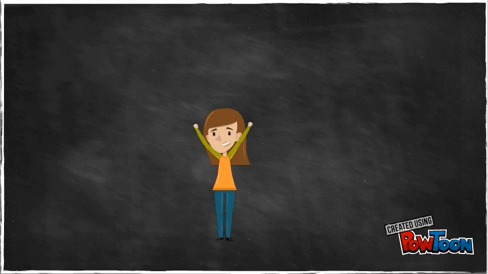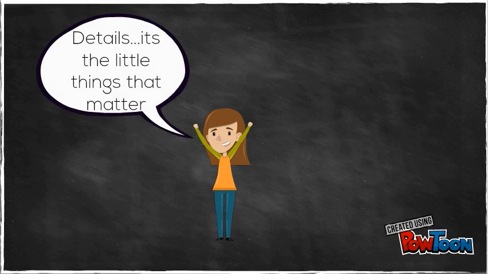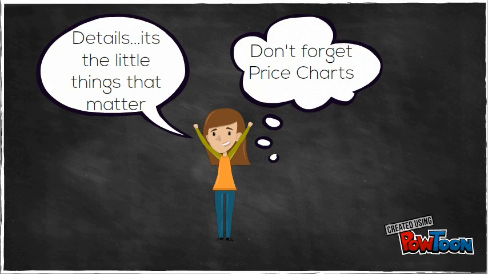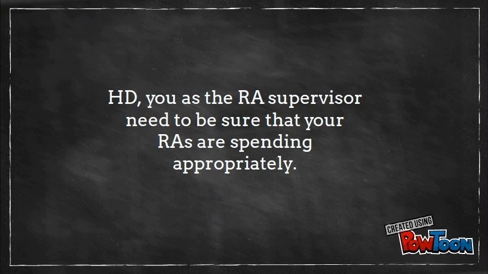When completing and approving the programming form, it's important that you and your staff give good details of what you want to buy and use the price charts found in your hall office as well as in the staff manual. We have special pricing with Domino's and Campus Cookies. It's your responsibility to be sure that your RAs are providing details and spending appropriately.